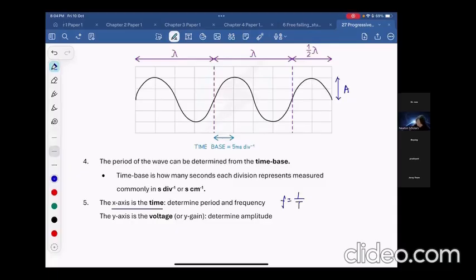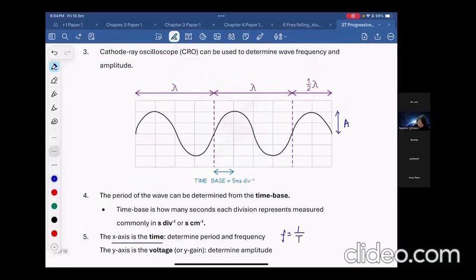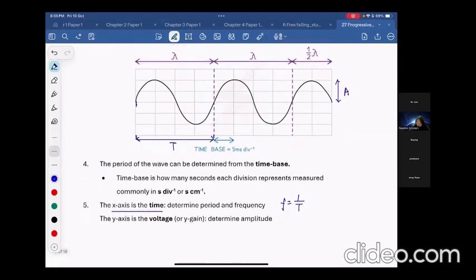So from here, you see this is one complete wave. On the x-axis, from this point to this point is one complete wave. We can determine the period, T. What does it mean and what is the unit used? Okay, it means that one division represents 5 milliseconds. From this diagram, one division represents 5 milliseconds. That means that from here to here, it's 5 milliseconds.